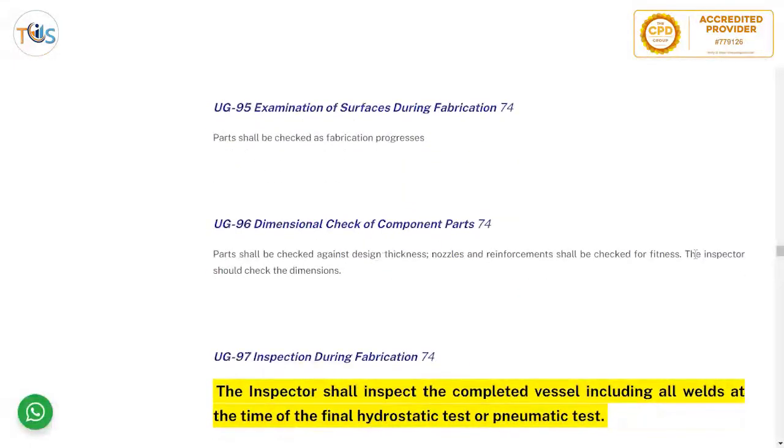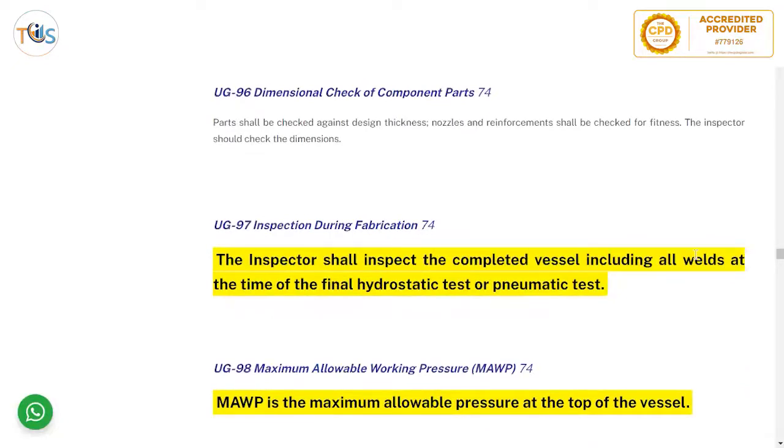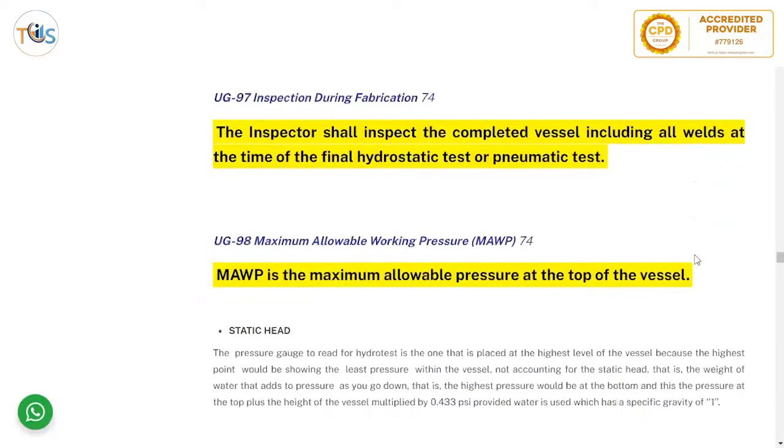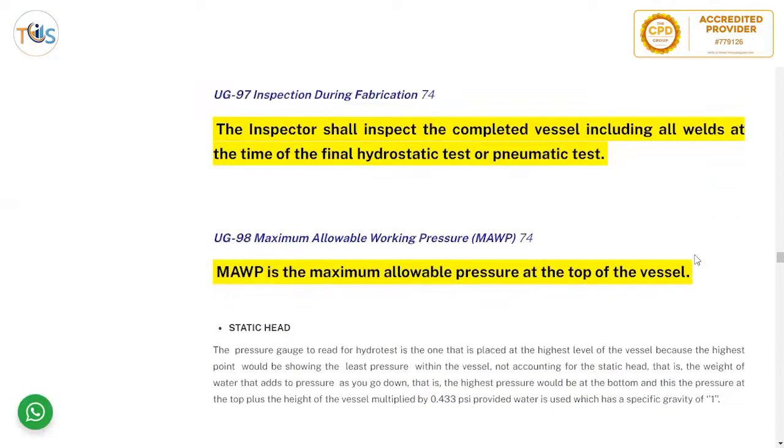About marking on materials, the identification mark shall be visible and legible and should be transferred to the parts cut out. Examination of surface during fabrication should be checked as the fabrication progresses, and dimensional check of component parts shall be checked against design thickness. Nozzles and reinforcement shall be checked for fitness. Inspector should check the dimensions against the drawings. Inspector shall also inspect the completed vessel, including all the vessels at the time of final hydrostatic test or pneumatic test. And again, here the inspector will be an ASME authorized inspector.